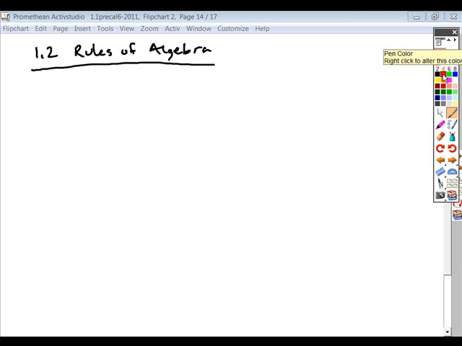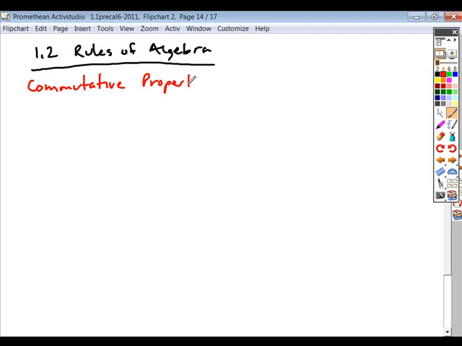And there's a handful of rules that I want to emphasize and review on this. Hopefully, again, you recognize the terms. We'll review what they mean. The first is commutative property. Commutative property applies to both addition and multiplication.